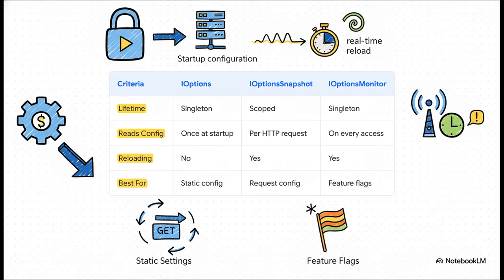IOptions reads the config once, when your app starts up, and that's it. It's perfect for settings that never change. IOptionsSnapshot will reload for each new request. But IOptionsMonitor, that one can reload in real time and even tell your code when something has changed. So here's my advice. Just default to IOptions. Only reach for IOptionsMonitor when you know you need that dynamic reloading, like for those super important feature flags.